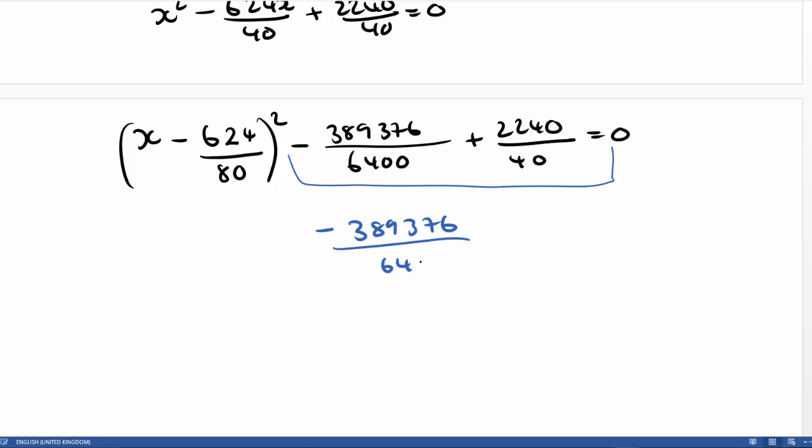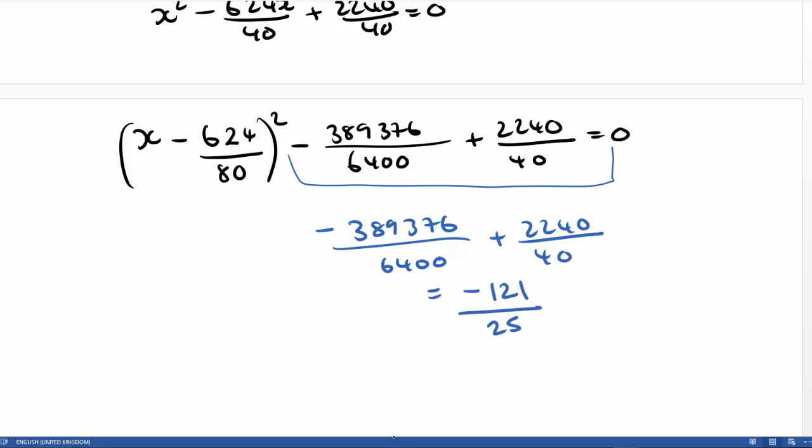Right, so you need to get your calculator and work these out. Like I said, this is on the calculator paper for the higher tier paper. So let's do that now, okay? So what we've got is minus 389,376 over 6,400, and we're adding that back to 2240 over 40. Okay, that has given me an answer of minus 121 over 25.